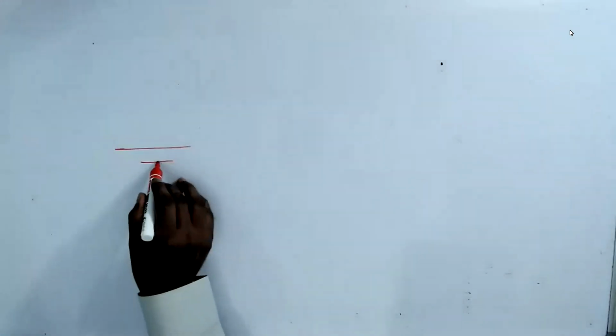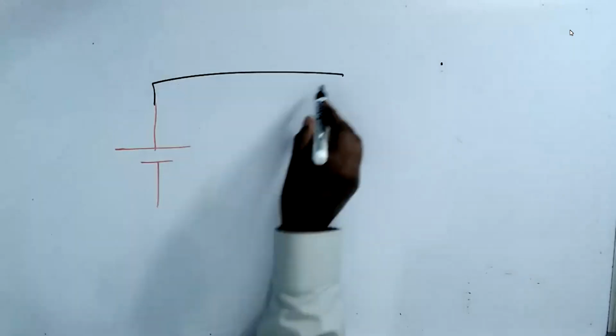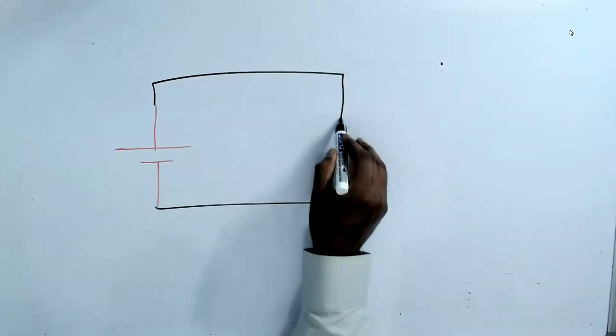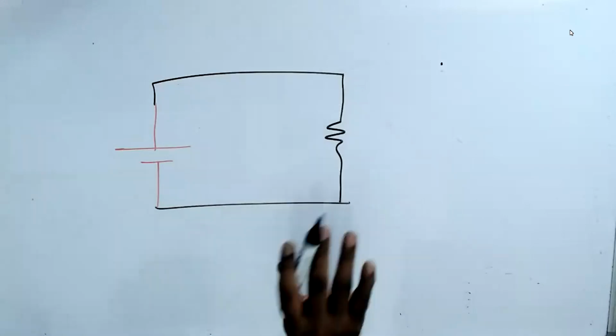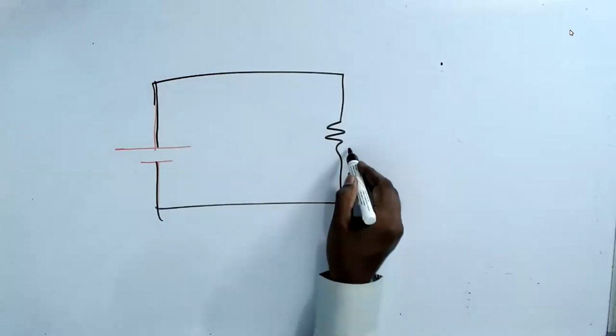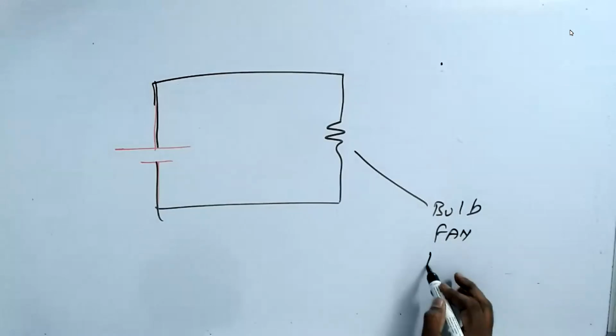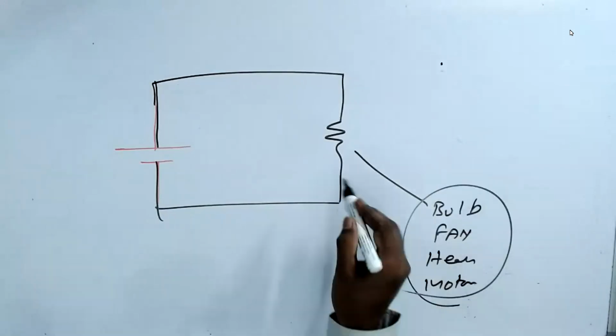Let's go like this. We discussed that we have a battery, then we have a current and we have a resistance. That's all together. Everything is only that. Whether this could be a bulb or fan or heater or motor, we see everything as a resistor.